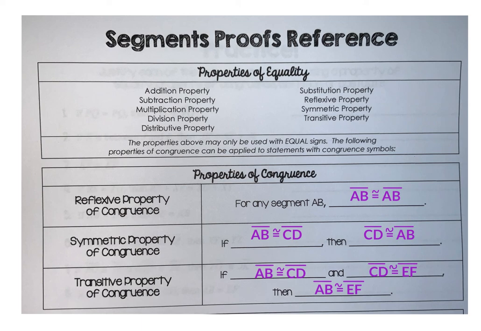If line segment AB is congruent to line segment CD, and line segment CD is congruent to line segment EF, then line segment AB is congruent to EF. Now, I want to make sure you understand that transitive works the same. It's just now talking about congruence. Congruence is talking about the actual figure itself, not the length of the figure.